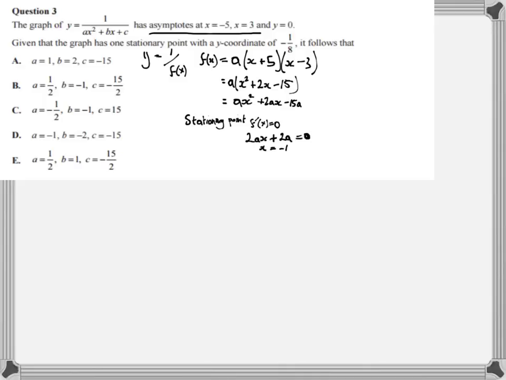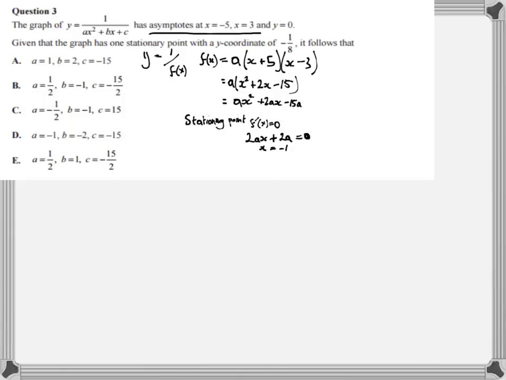Here we go. There's the gradient function. 2 times ax plus 2a equals 0. And by solving for x straight away, I get x equals -1, because the factor of a there actually cancels out through division. So I know the x value for the stationary point straight away, x equals -1.